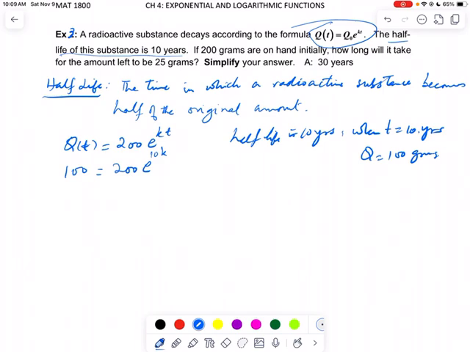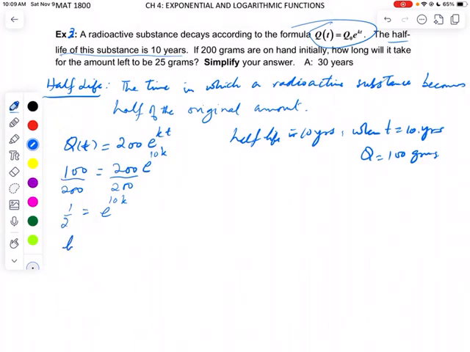What is the next process? Always divide by this amount, both sides. So on the left hand side I get 1/2. On the right hand side I have e to the 10k. What do I do next? I will take the log on both sides. Which log? The natural log. So ln of 1/2 is equal to, in other words, ln of 1/2 equals 10k, just 10k, because you are getting 10k ln of e, and ln of e is 1.